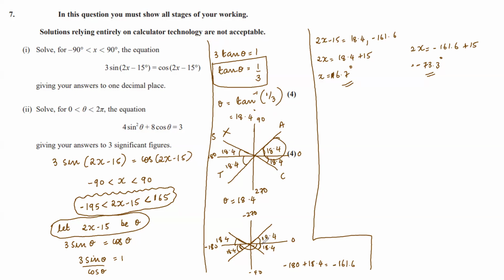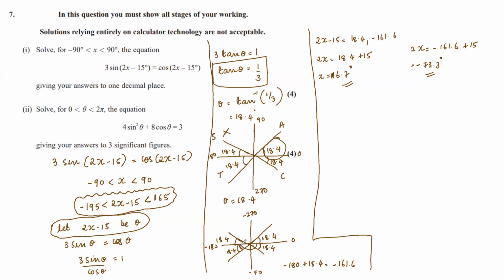Now we need to take the anti-clockwise CAST diagram for the negative interval, that is from 0 to minus 195. So from 0 to minus 195, 0, minus 90, minus 180, and then a small portion of the second quadrant as well. But again, tan is positive only in the third quadrant.